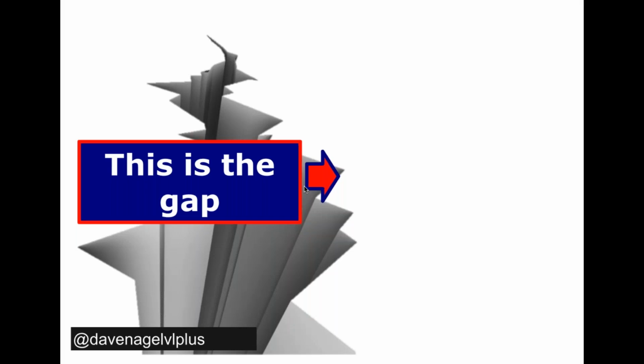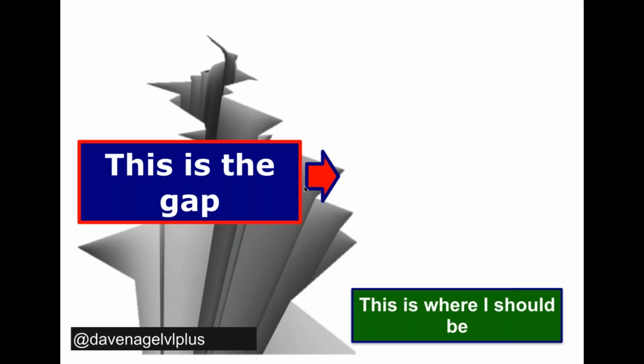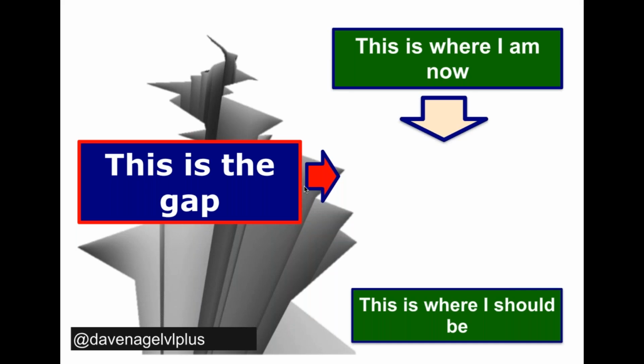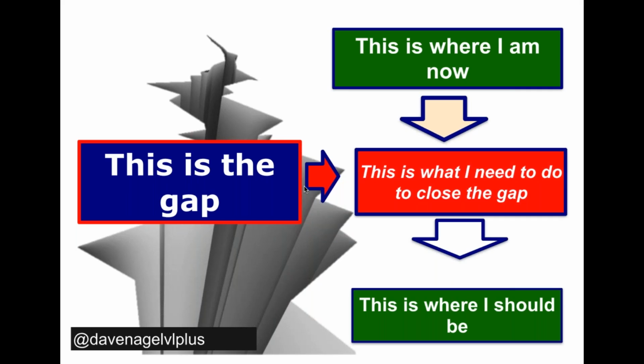The purpose of feedback is to do one thing, to close the gap. The gap starts with, where should I be? That's our success criteria. That's our end goal. How do I know where I am now? And then that feedback is what I need to do to close the gap.